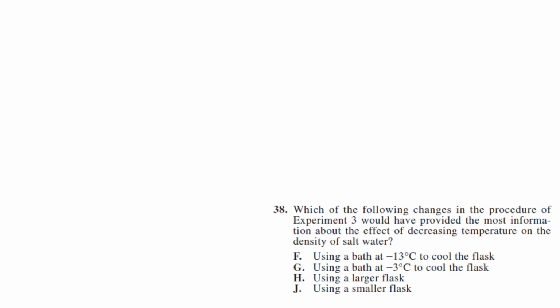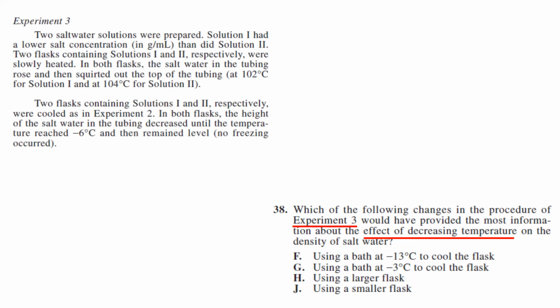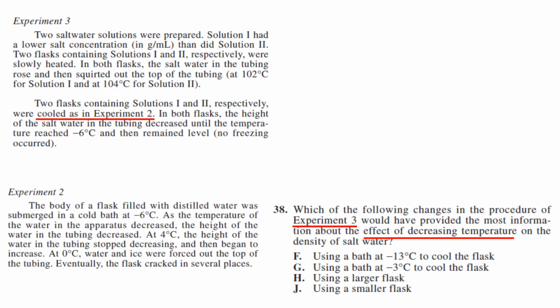Number 38, which of the following changes in procedure of experiment 3 would have provided the most information about the effect of decreasing temperature? So we're using experiment 3. In experiment 3, they said they cooled as in experiment 2. In experiment 2, they put it in a cold bath of -6. So that's what's happening. So what are we going to do? If we want to test the effect of decreasing temperature, we also need a lower temperature, right? No freezing occurred, so we might want to get a lower temperature. See what happens if we can get some freezing. So let's just go with the easy, obvious answer. We're testing an effect of decreasing temperature. Let's decrease the temperature, choice F.